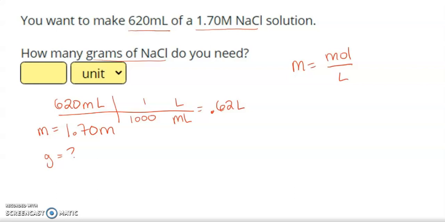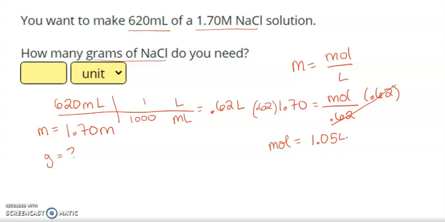Well, let's see, I'm trying to now solve for grams, but my equation doesn't give me grams. What I'm going to do is solve for moles, then come back and convert my moles to grams. So I'll go ahead and plug in for molarity, 1.70 equals moles divided by 0.62. I'm going to multiply both sides by 0.62. That'll cancel it out on the right side. So 0.62 times 1.7. And so I get my number of moles equals 1.054 moles, because that's 0.62 times 1.7.